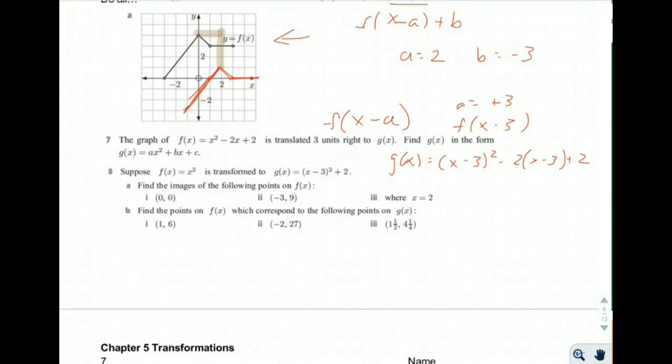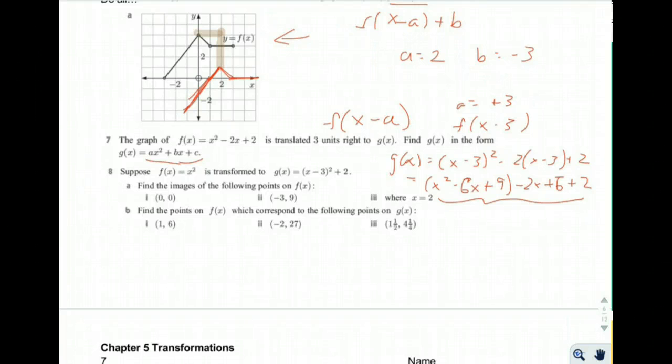And then you just need to do a lot of algebra to simplify this and get it into this form again. And you do that by doing FOIL. And then you would multiply this out. Okay, and then you would just combine all those terms to get this form here.